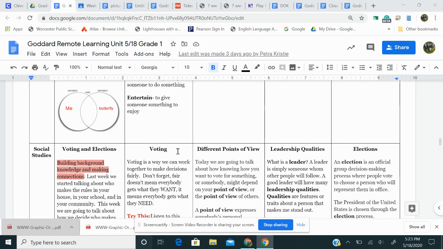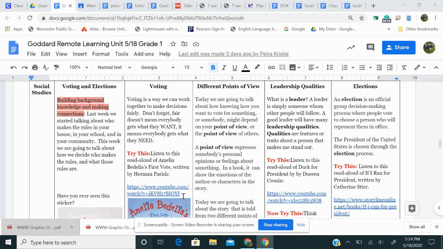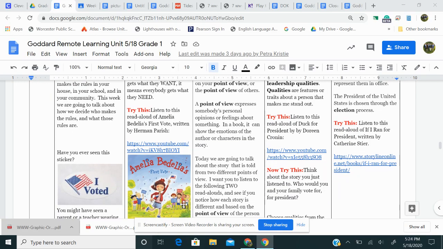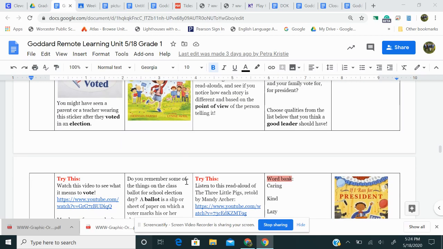In social studies, we're going to talk about voting today. Voting is a way we can work together to make decisions fairly. Don't forget, fair doesn't mean everybody gets what they want. It means everybody gets what they need. Try this. Listen to this read aloud of Amelia Bedelia's First Vote, written by Herman Parish. So click on this link right here, and you can listen to this great story about Amelia Bedelia.